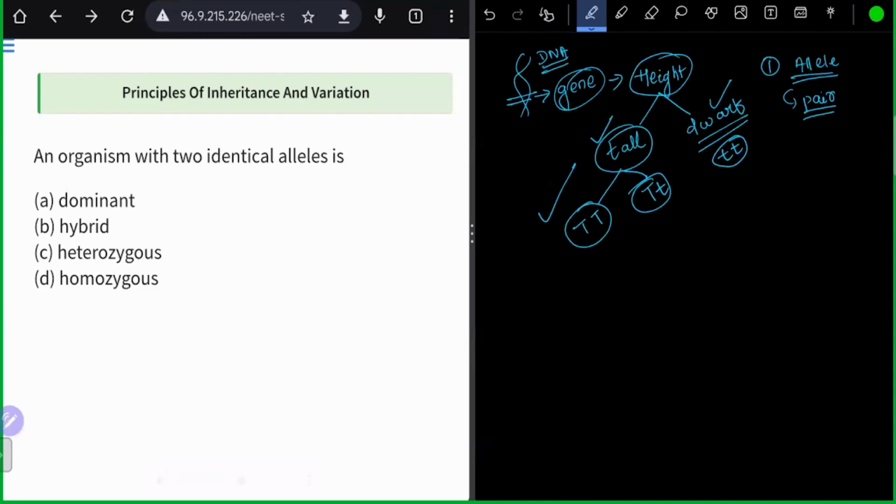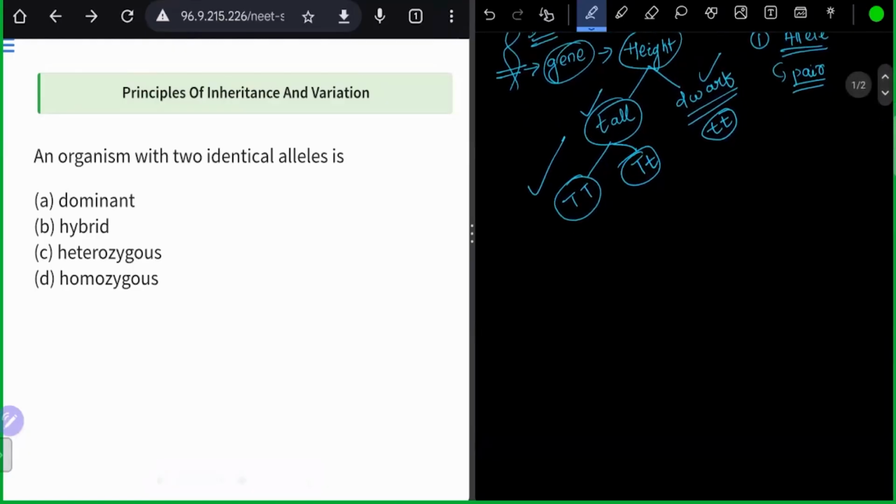A dominant allele means the dominant allele can express its trait even if only one copy is present. Here tall is the trait. Here you can see two copies of capital T are present, but here only one copy of capital T is present, and that one capital T can express its character in the presence of small t. So capital T is dominant over small t. This is known as the dominant allele.